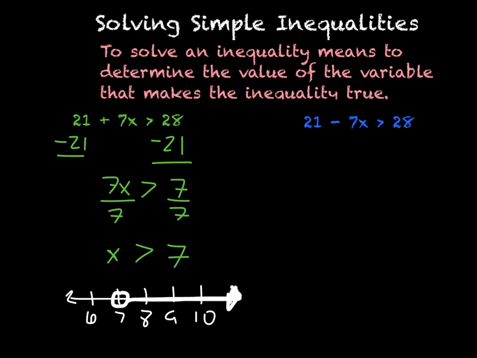All right. So now let's look at the other one. Want to walk us through it, Ms. Costello? Sure. First thing I have to do, I'm isolating my variable, so I subtract 21 from both sides. 21 cancels out. I'm left with negative 7x is greater than 7.